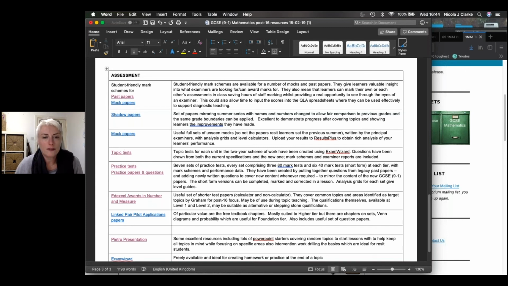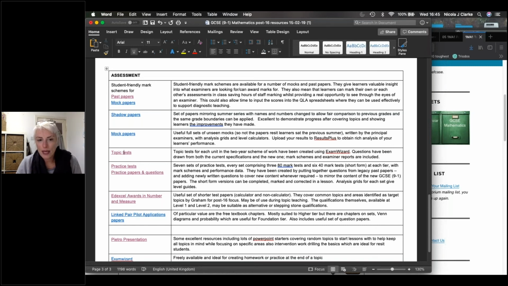In terms of other information that's available, those are all GCSE, specific to the specification. I've also highlighted the Edexcel Awards in number and measure. These are shorter, they're an hour long. They have a calculator and a non-calculator element, and they cover the topics we know are vital for post 16, so they can be used during topics. They're also available as qualifications in their own right.